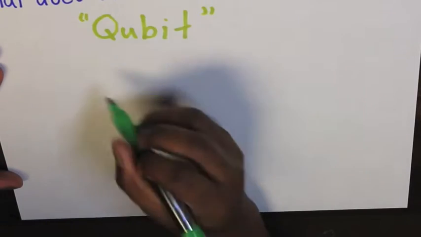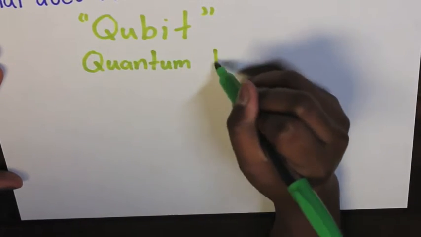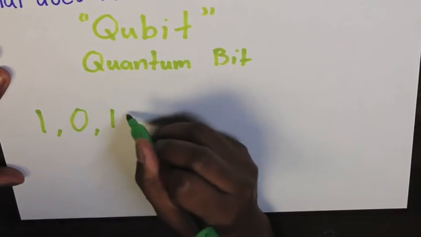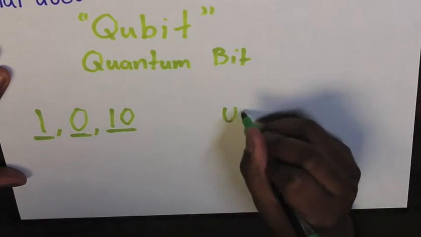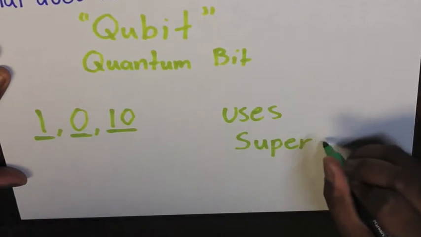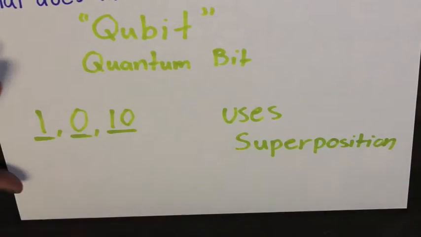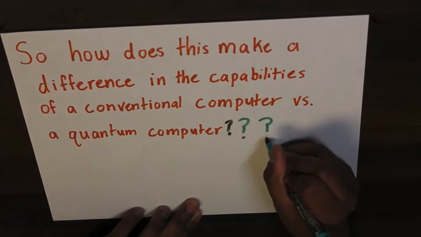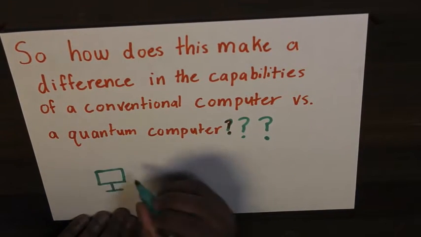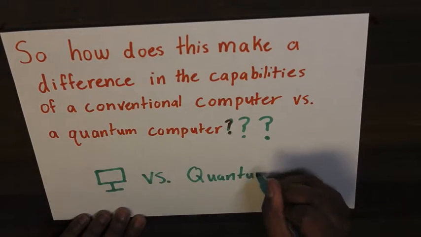Quantum computers use qubits instead of bits to store information. A qubit can store the value of 0, 1, or both at the same time. Qubits take advantage of superposition in order to store data like this. So, how does this make a difference in the capabilities of a conventional computer versus a quantum computer?